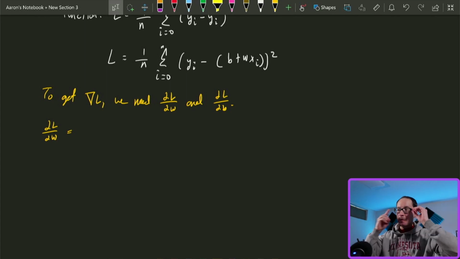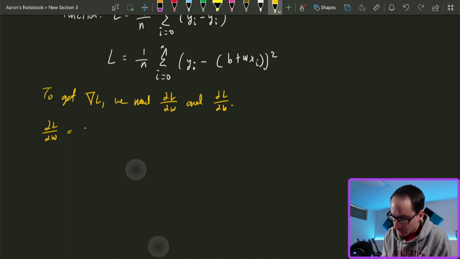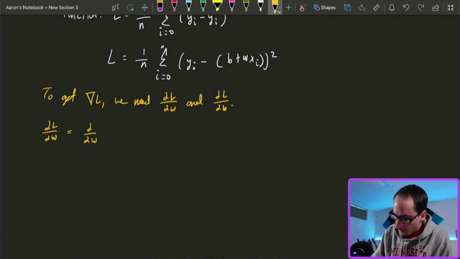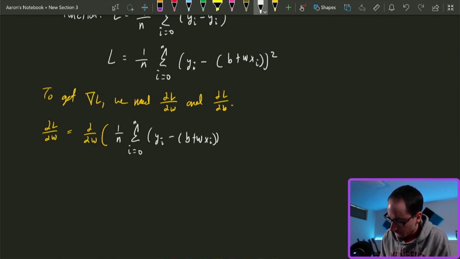Okay, we're going to write this out. This will get a little bit messy, but we can stick with it. That's the whole point of this thing being a deep dive. So I need the partial derivative with respect to w of my loss function L. So that's the partial derivative with respect to w of 1 over n times the sum as i goes from 0 to n, my yi's minus b plus wxi, quantity squared.